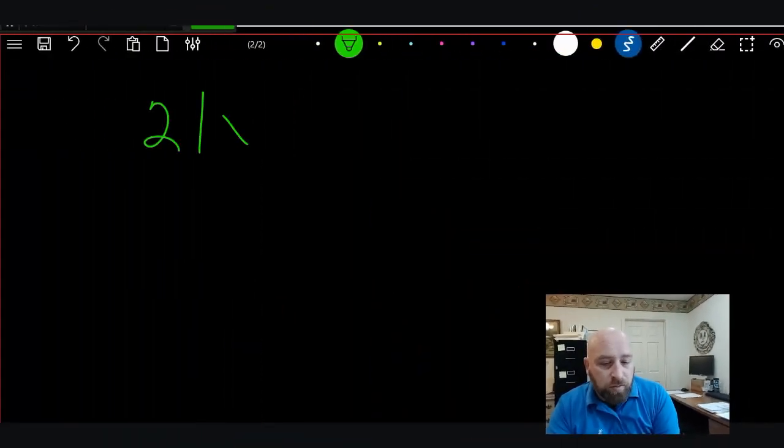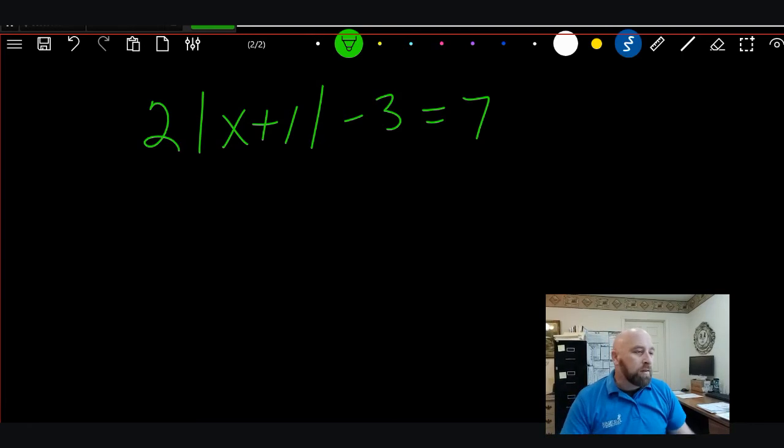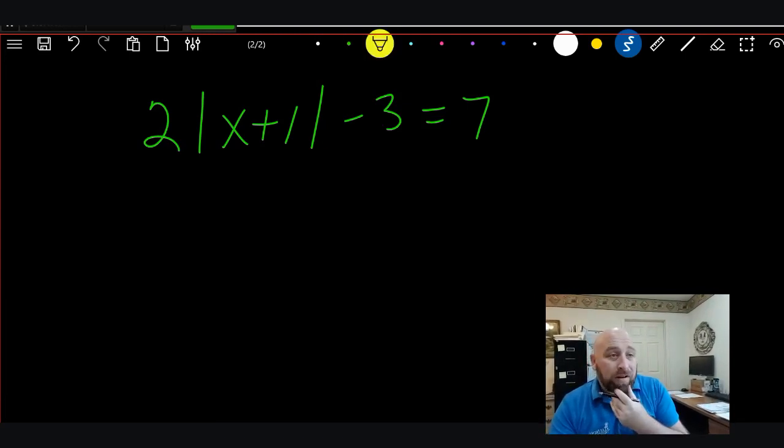I want to give you one that we actually have to simplify, or we actually have to do step number 1. And so here's one: 2 times the absolute value of x plus 1, minus 3 equals 7. And if you're looking in your book, it's on page number 68 that I jumped to. So page 68.